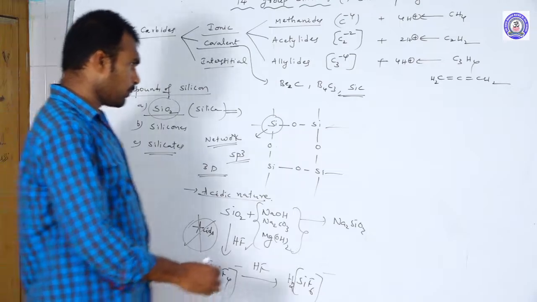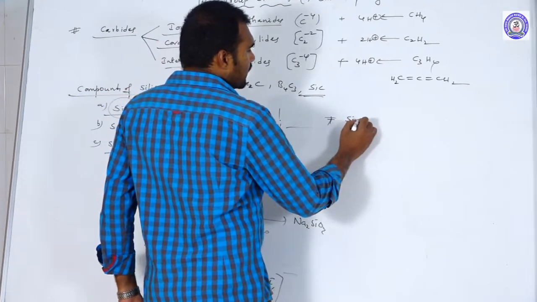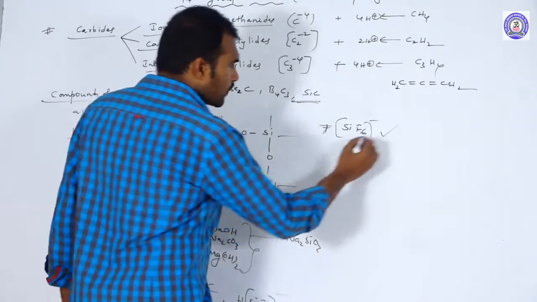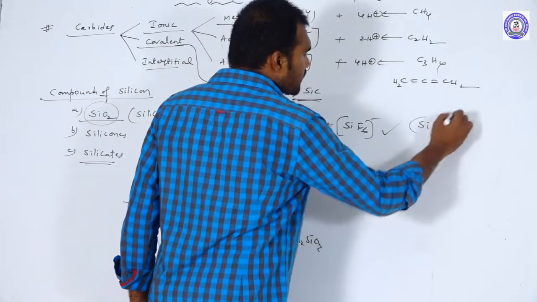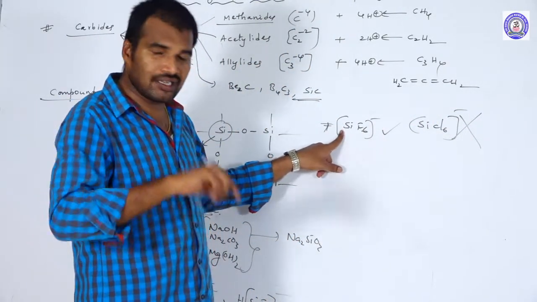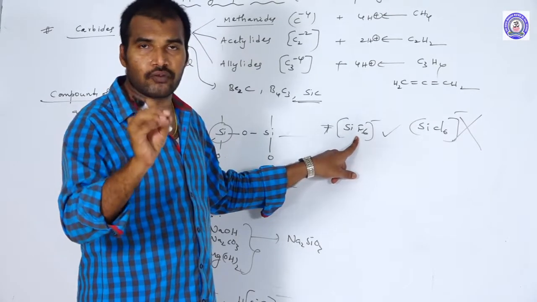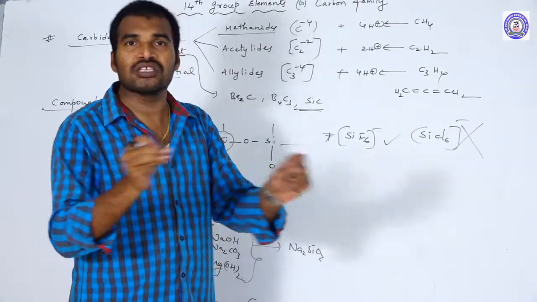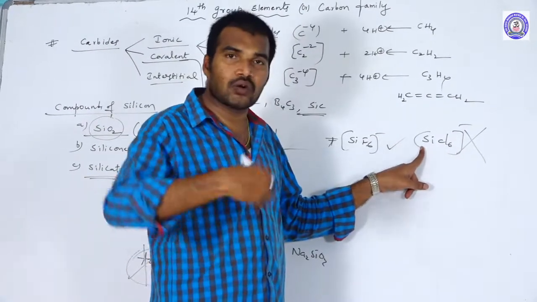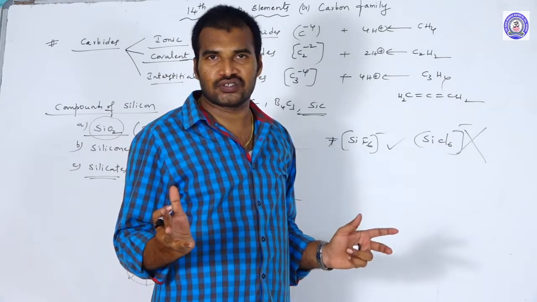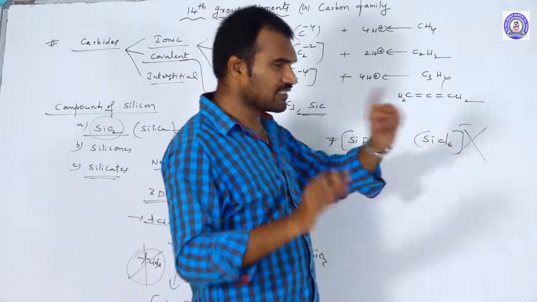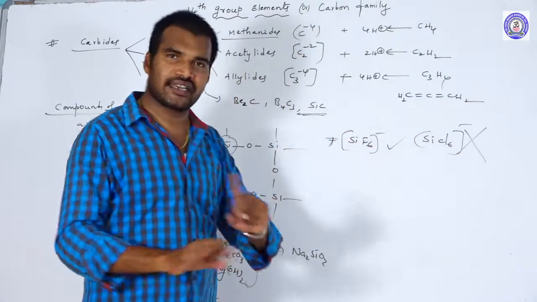And one more point you should remember: SiF6 2- is possible, it can exist. But SiCl6 2- cannot exist. What is the reason? Because in SiF6, the silicon atom is surrounded by 6 fluorine atoms. Fluorine atoms are small in size, so there is no steric hindrance. But in SiCl6, the silicon atom is surrounded by 6 large chlorine atoms. Because of bulkiness and larger size, there is steric hindrance. That is why SiCl6 doesn't exist, while SiF6 can exist.